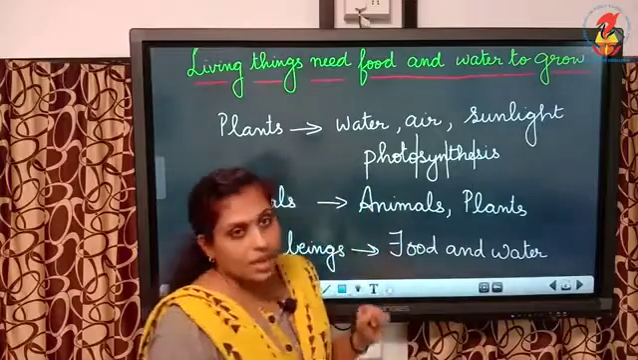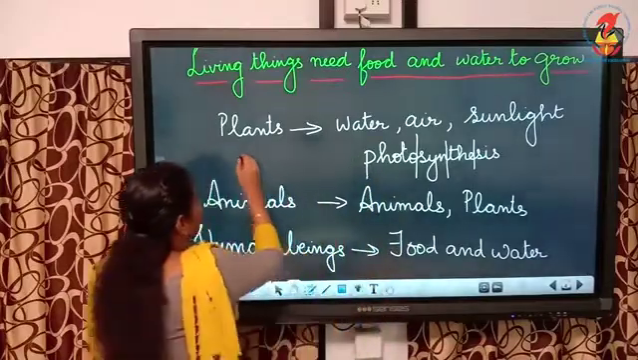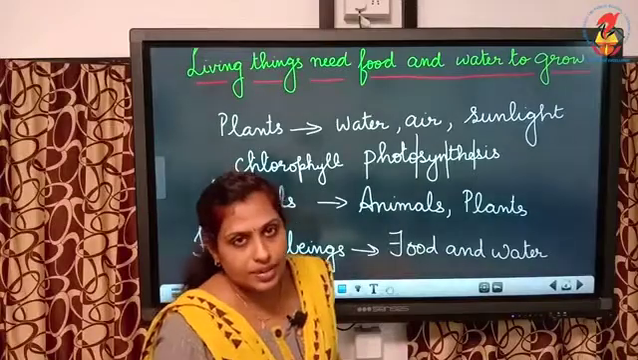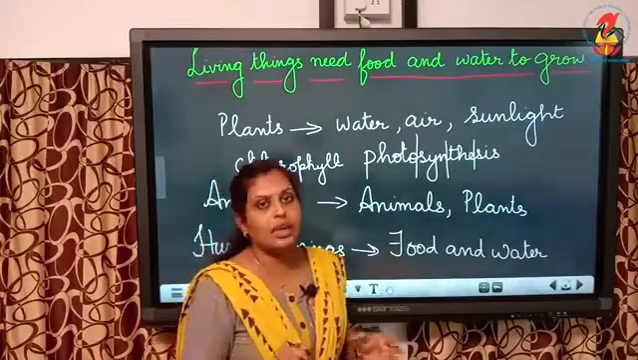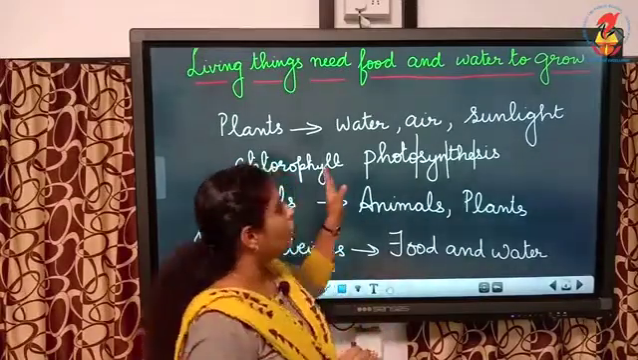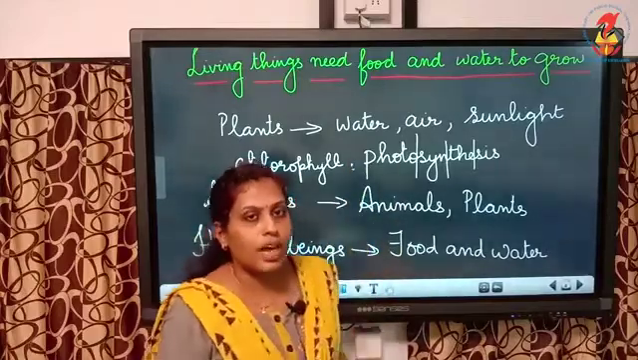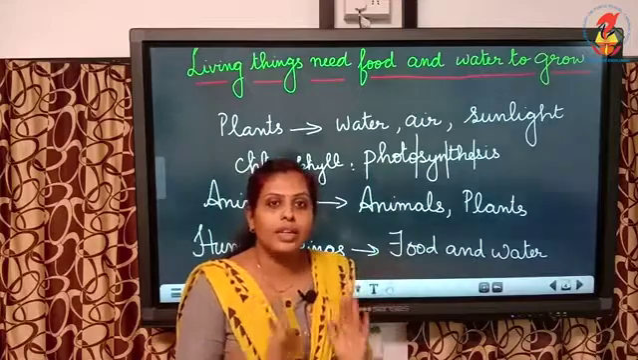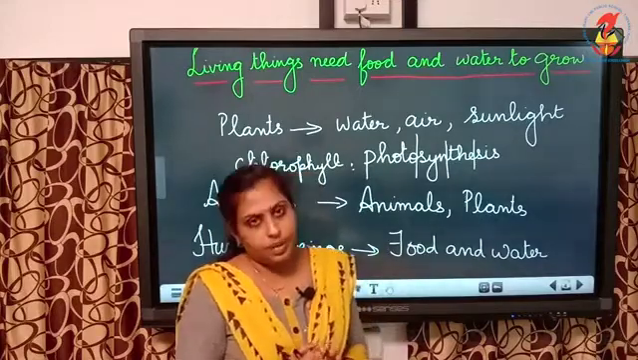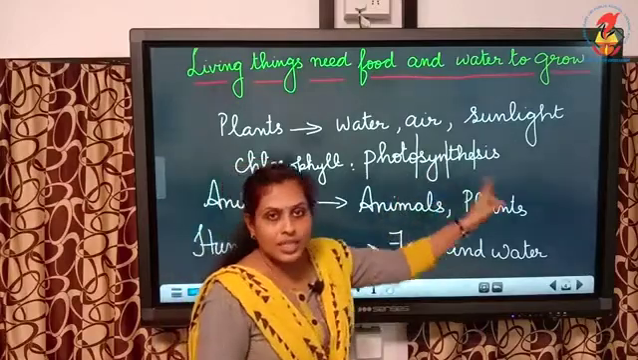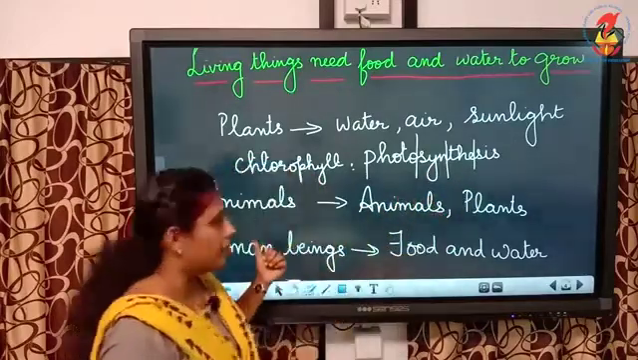Okay, and one more thing is there, it's called chlorophyll. This is a pigment which adds color to the leaves. What is the color of the leaf? Green, right? So it adds color to the leaves. With the help of these things, what happens? Plants prepare their own food, and that process is called photosynthesis.